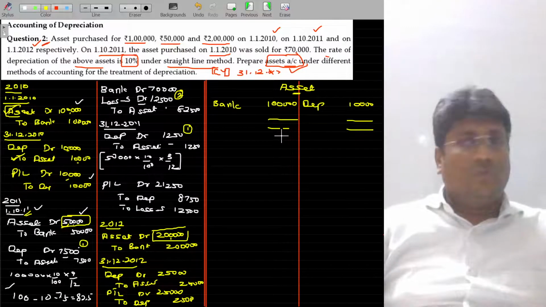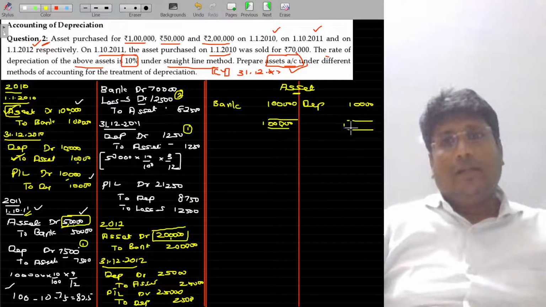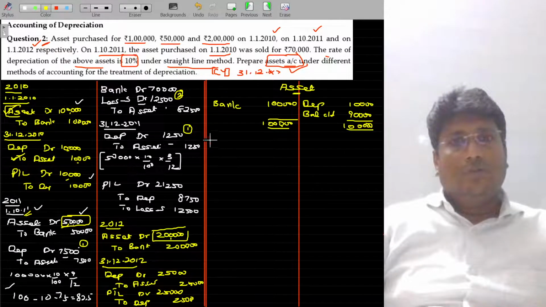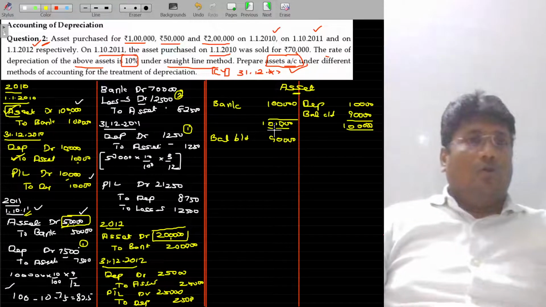On closing, you will be getting the closing balance, 90,000 rupees. Balance carried down. Here it is balance brought down, 90,000. We'll go for the next year.